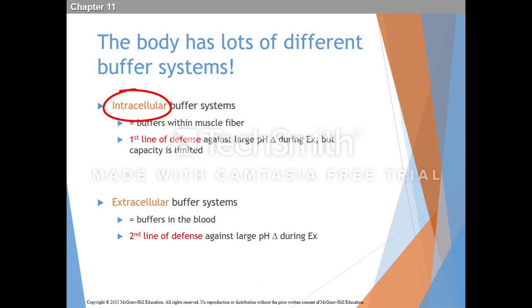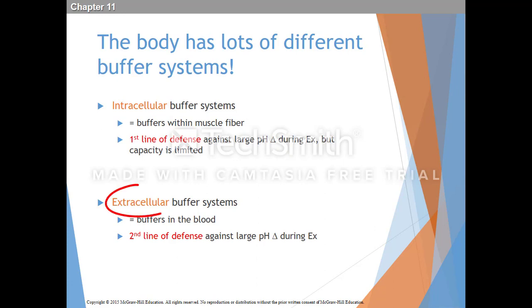And the reason that they serve as the first line of defense is because they're really located right next to the areas where hydrogen ions are being produced. So they're able to neutralize hydrogen ions really quickly because they're in close proximity to them as we're making them. However, it's important to note that the capacity of these systems is somewhat limited. That just means that it's very easy for us to overwhelm our intracellular buffer systems.